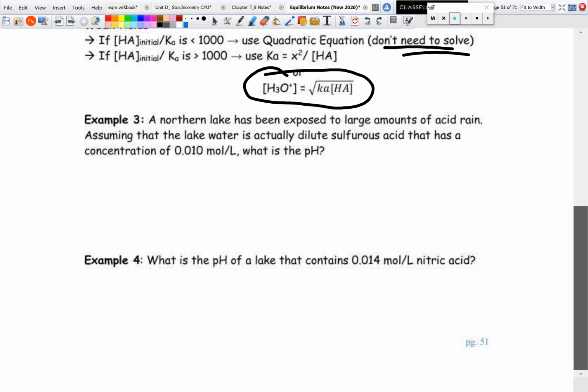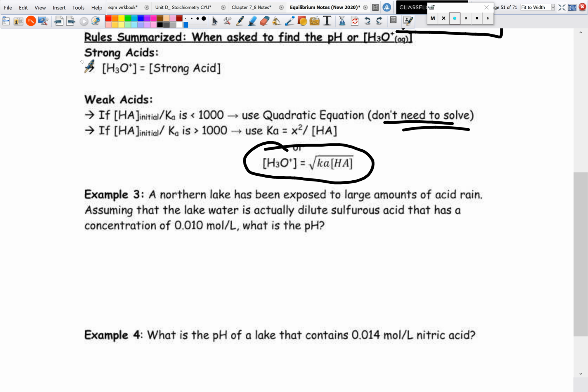Now, once you get them done, please just log on to Google Classroom, check the answers to make sure that you get them right. And spoiler alert, because there's 3 conditions right here, so strong acid, assumption check less than 1000, assumption check greater than 1000, there are 3 examples left. So one of them is a strong acid, and you're going to do this. One of them is a quadratic, so you don't need to do it, and the other one is going to use this equation right here. So you should use one of these techniques for each of the 3 and just give them a go.